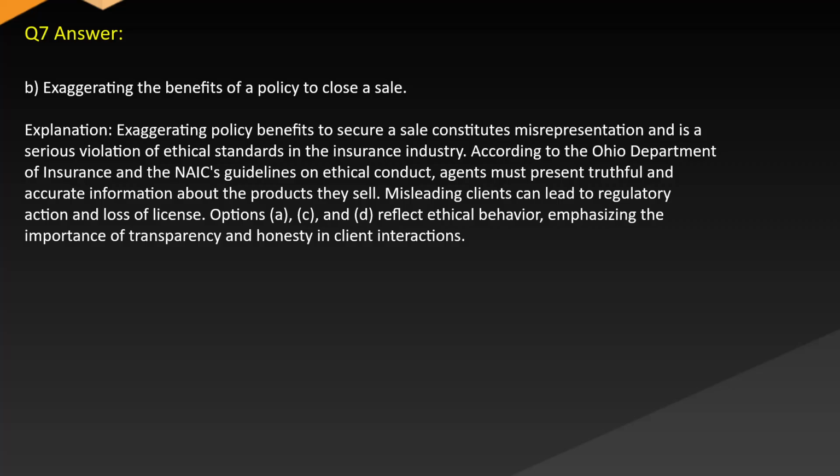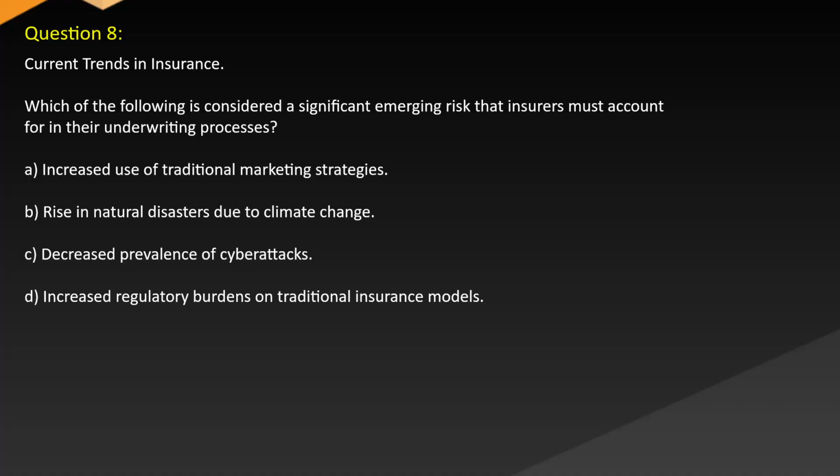Explanation. Exaggerating policy benefits to secure a sale constitutes misrepresentation and is a serious violation of ethical standards in the insurance industry. According to the Ohio Department of Insurance and the NAIC guidelines on ethical conduct, agents must present truthful and accurate information about the products they sell. Misleading clients can lead to regulatory action and loss of license. Options A, C, and D reflect ethical behavior, emphasizing the importance of transparency and honesty in client interactions. Question 8. Current trends in insurance.